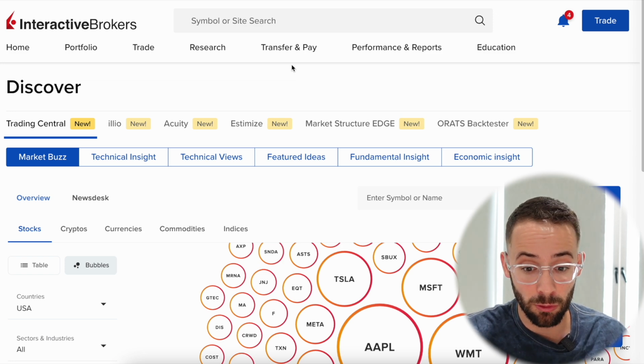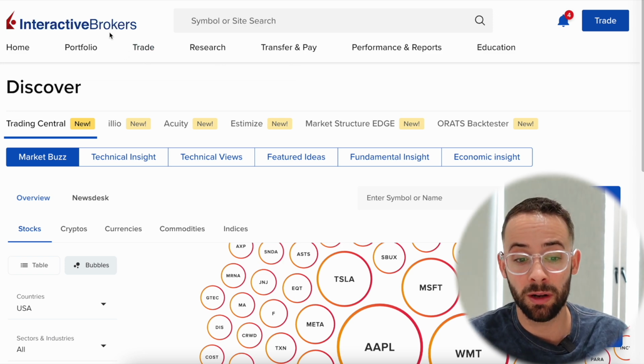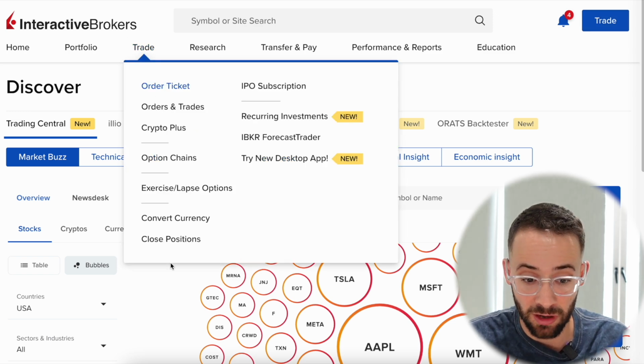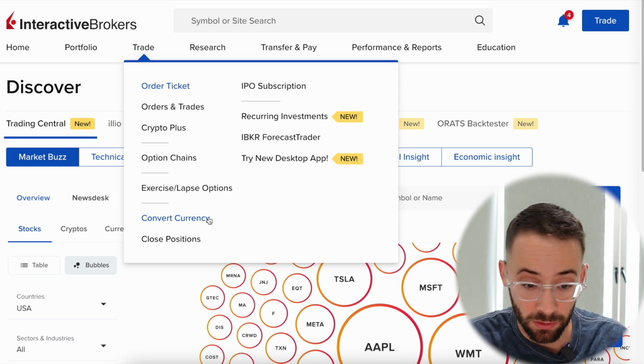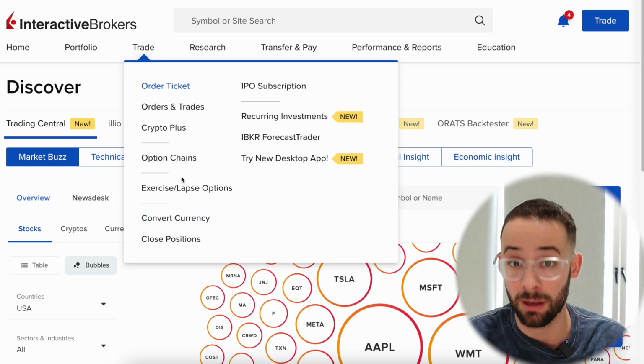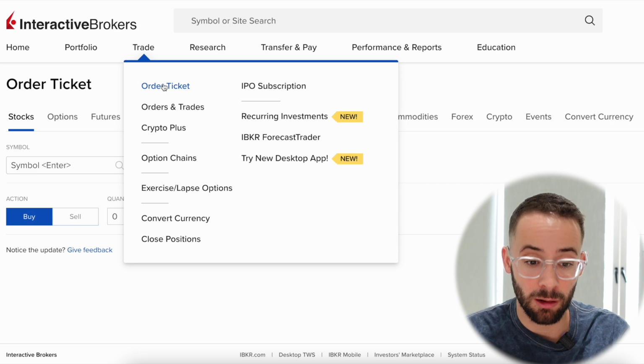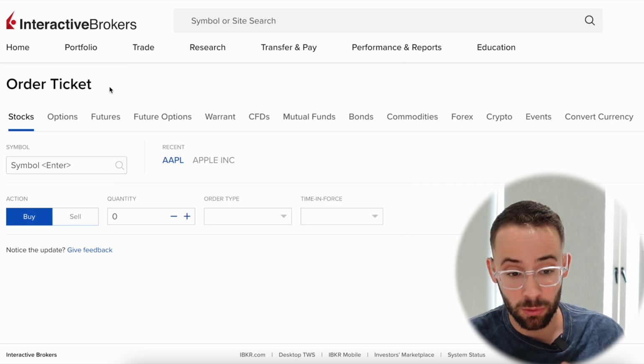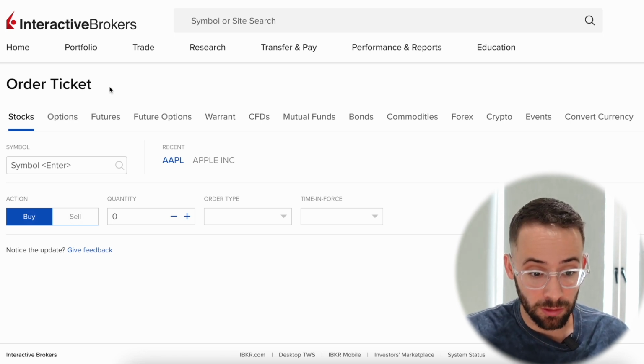Now, if you're doing things that are a little bit more complicated and you want to have the full functionality of the platform, you're going to want to hit on the trade tab here. Now, this is going to pop up and show you all of the different functionalities. So, if you're trading Forex, there's the currency trading options. If you're trading options, you can do that here as well. Now, if you select the order ticket option from the drop-down list here, this is also where you can access all of these different things in one place.